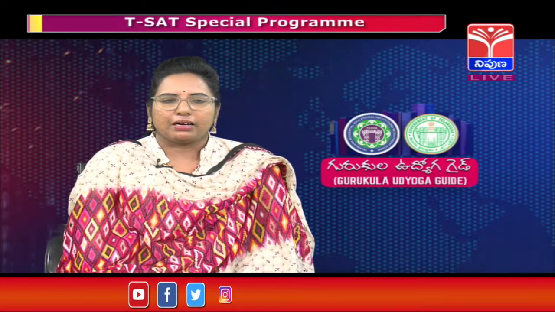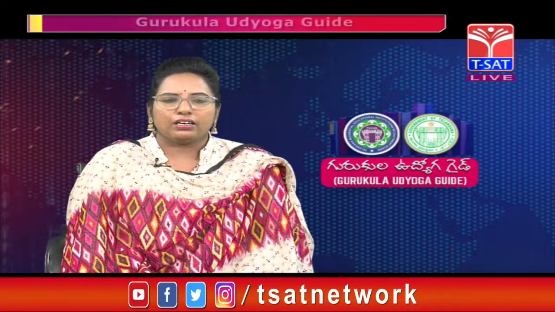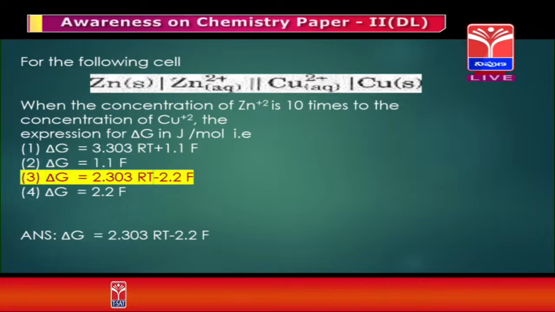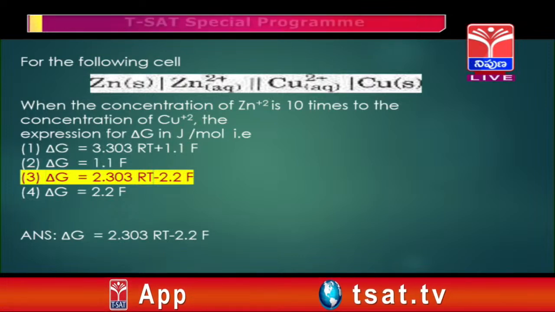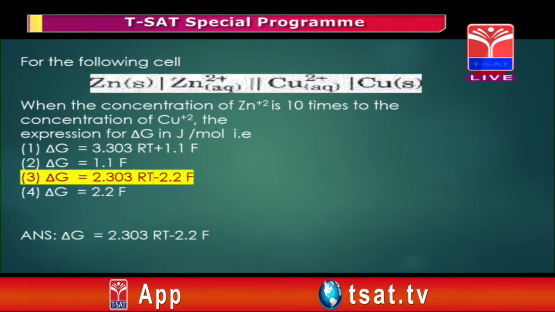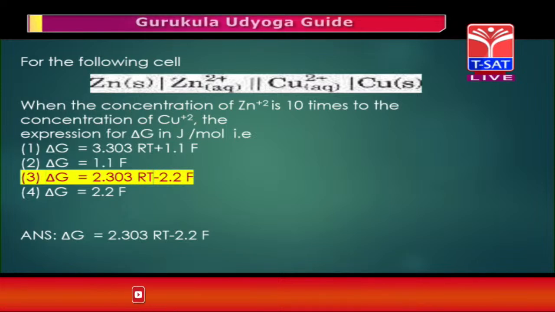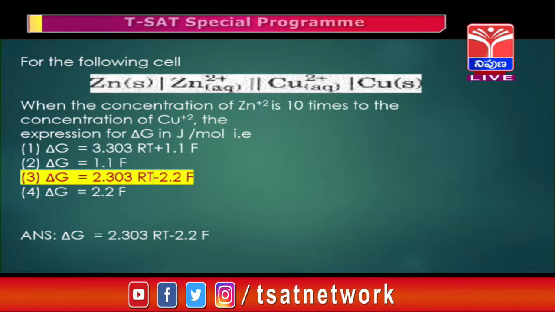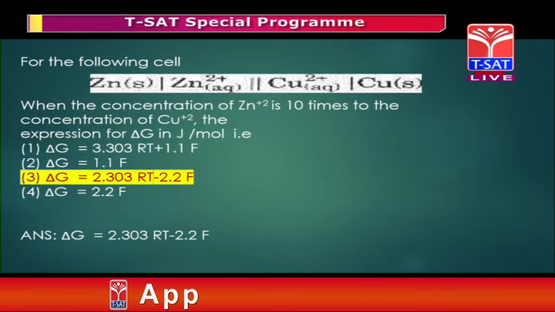Next, coming to another question, a cell notation is given. They are asked to calculate delta G. This is directly a formula based question. Delta G is equal to delta G naught plus RT log of the concentration of zinc plus 2 by the concentration of copper plus 2. You have to substitute the data given in that question, and you will get an answer.